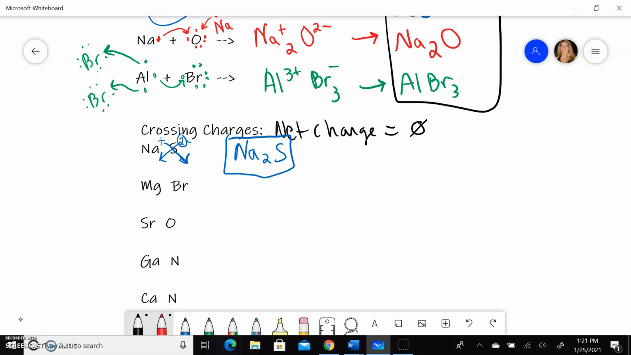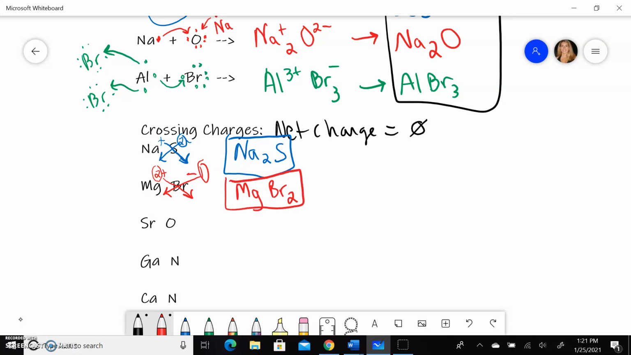Let's do another one. If you look up the oxidation number for magnesium, it's +2, and bromine is -1. So again, we're going to take this number and bring it down to bromine. We're going to take this number and bring it down to magnesium. So Mg has a 1 on it, and bromine has a 2.